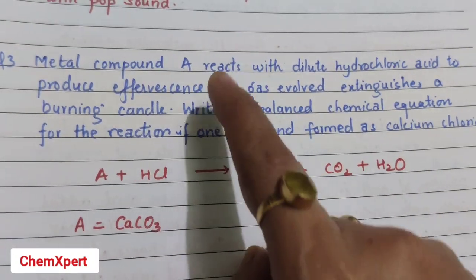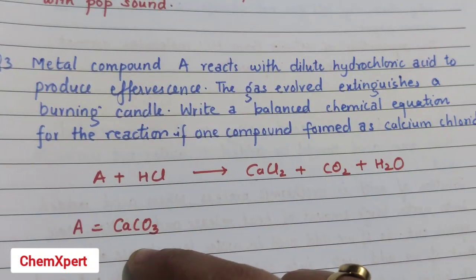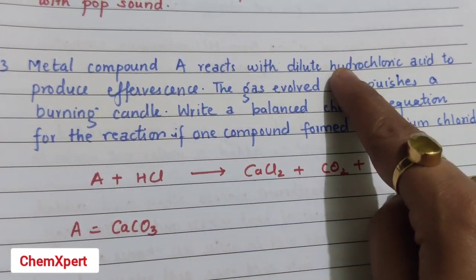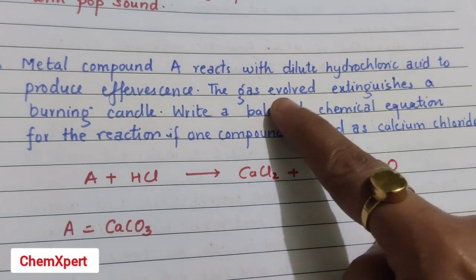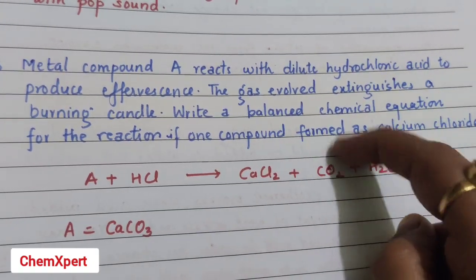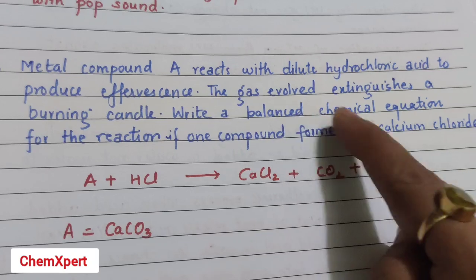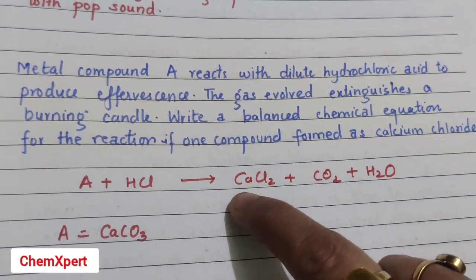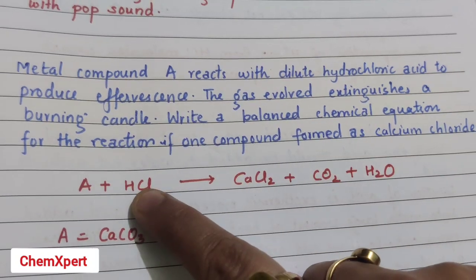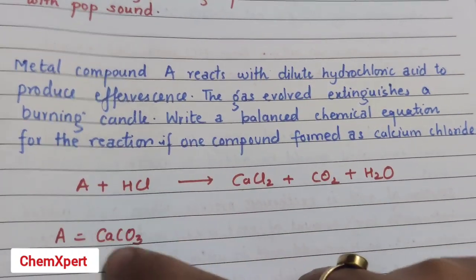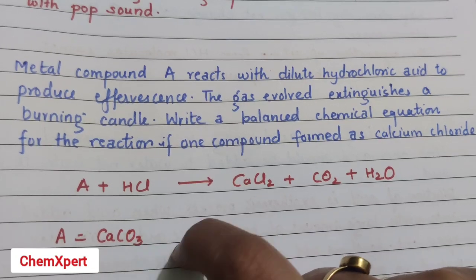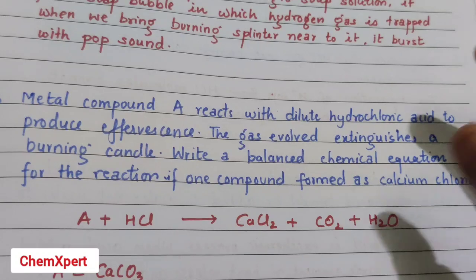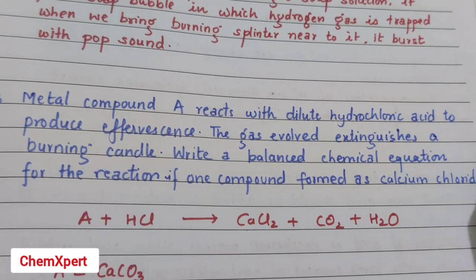So you must learn to write the equation properly here. You have to mention metal compound A is reacting with HCl, produces effervescence, a gas evolves, extinguishes fire. Yes, carbon dioxide will extinguish fire. Write a balanced chemical equation if one of the compounds formed is calcium chloride. If it is calcium chloride, Cl comes from HCl, calcium and CO2 will form calcium carbonate, that is CaCO3, the metal compound. This question is asked in CBSE and it has almost 3 parts.